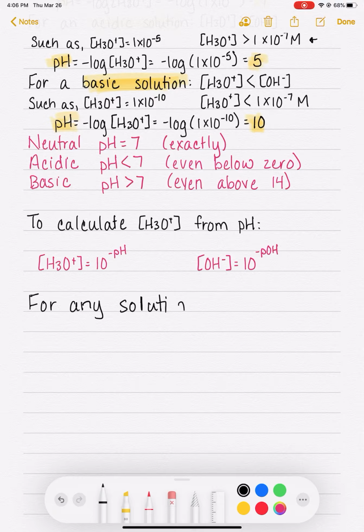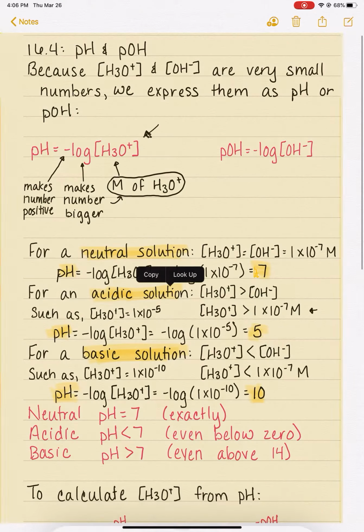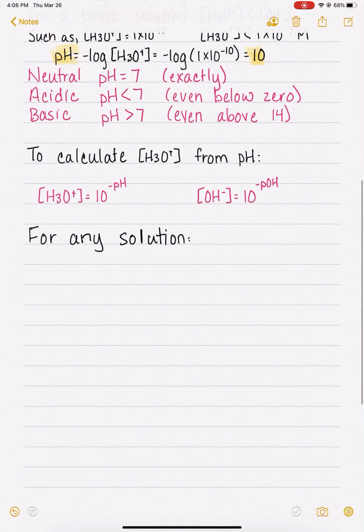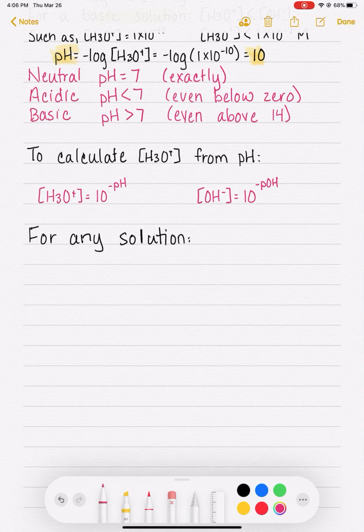For any solution that we have, we can say that the pH of that solution plus the pOH of the same solution. So we're calculating the pH of the solution as well as calculating the pOH of the same solution. They are always equal to 14. And this is a really helpful equation. So this equation we're going to use a lot.